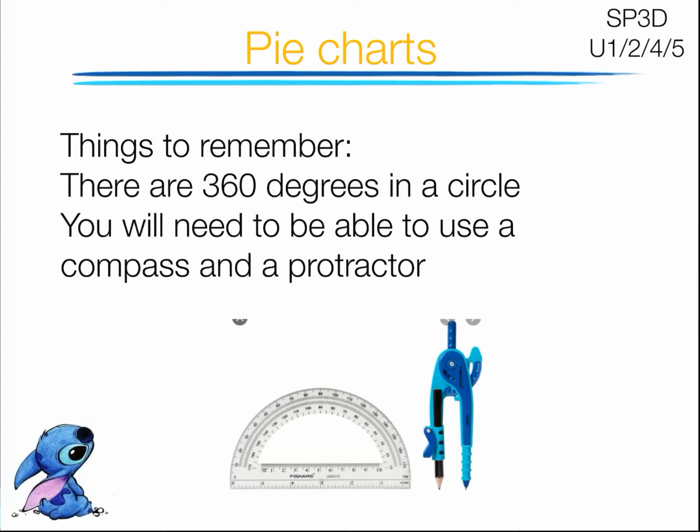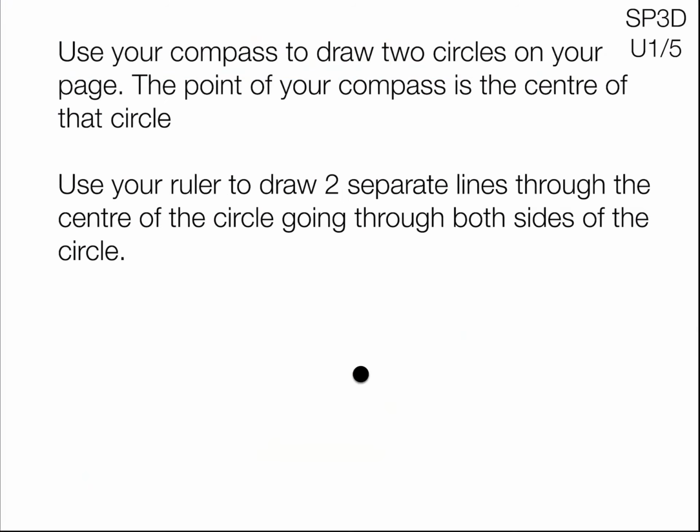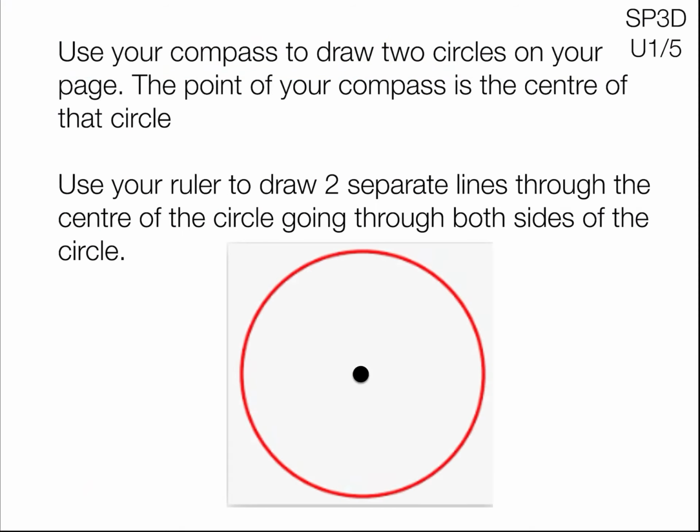So what I want you to do now is go get your compass and protractor if you have one. If you don't, watch the video anyway, and you'll learn how to use one. So first thing we're going to do then is I'm going to get you to, on a spare sheet of paper, use your compass to draw two circles on your page. Something along the lines of that. Make sure that you put in a black dot or some kind of dot. I've put in a black one here to show where the center of the circle is.